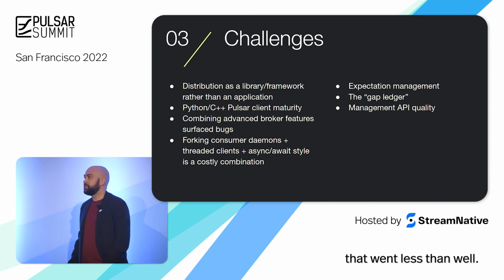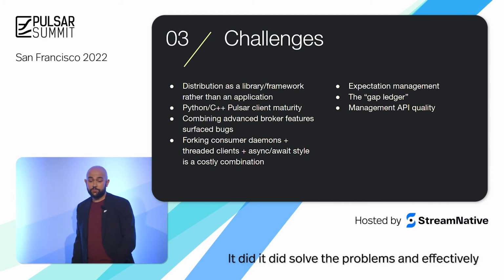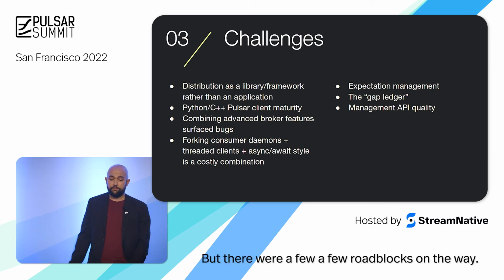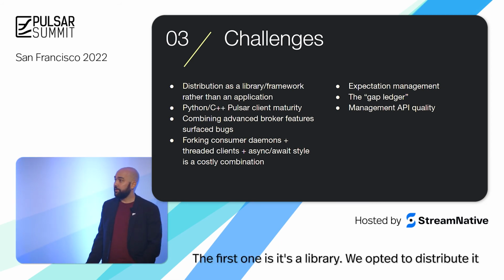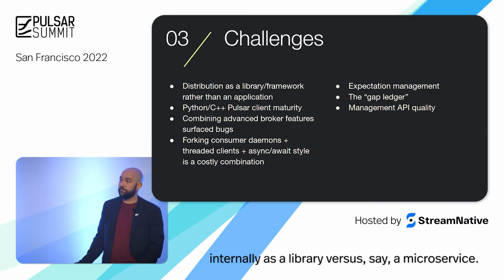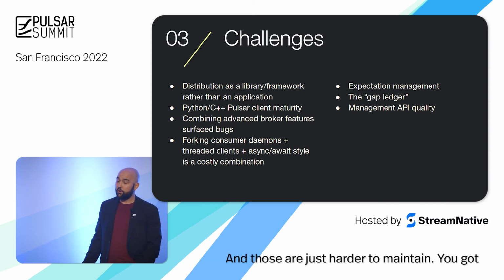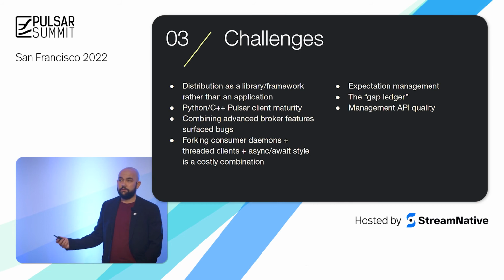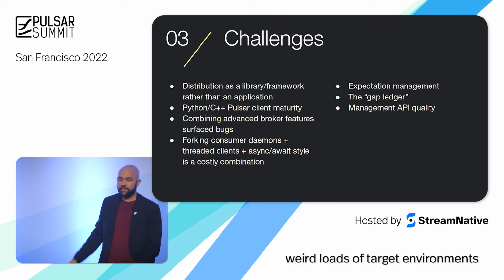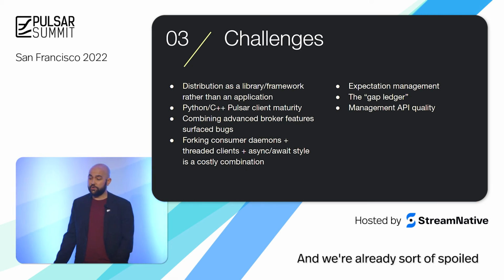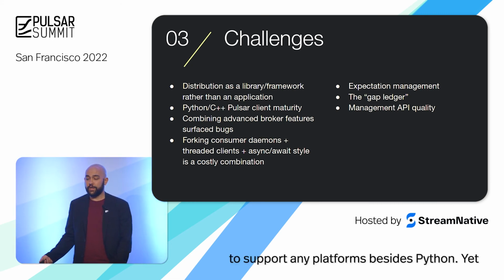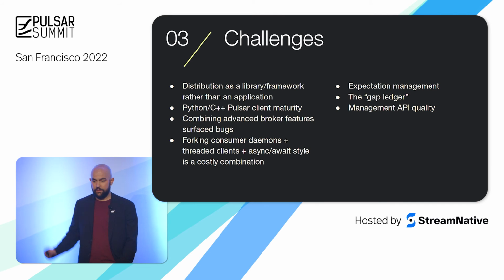Now I want to talk about some things that went less than well. It did solve those problems effectively, and we're happy that it did, but there were a few roadblocks on the way. The first one is it's a library. We opted to distribute it internally as a library versus, say, a microservice, and those are just harder to maintain. You've got weird loads of target environments you have to support. You've got to support multiple versions in production at the same time. And we're already sort of spoiled in that it didn't initially need to support any platforms besides Python yet.